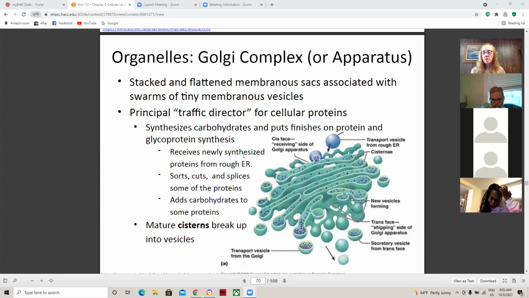So the Golgi apparatus is going to sort, cut, and splice proteins. It can add carbohydrates to proteins, and mature cisternae, little bubbles on the edges, can break off into vesicles and leave. Once the protein that enters the Golgi apparatus has had the finishing touches put on it, has been modified however it should be, it can then leave in the cisternae of the Golgi apparatus via vesicles.